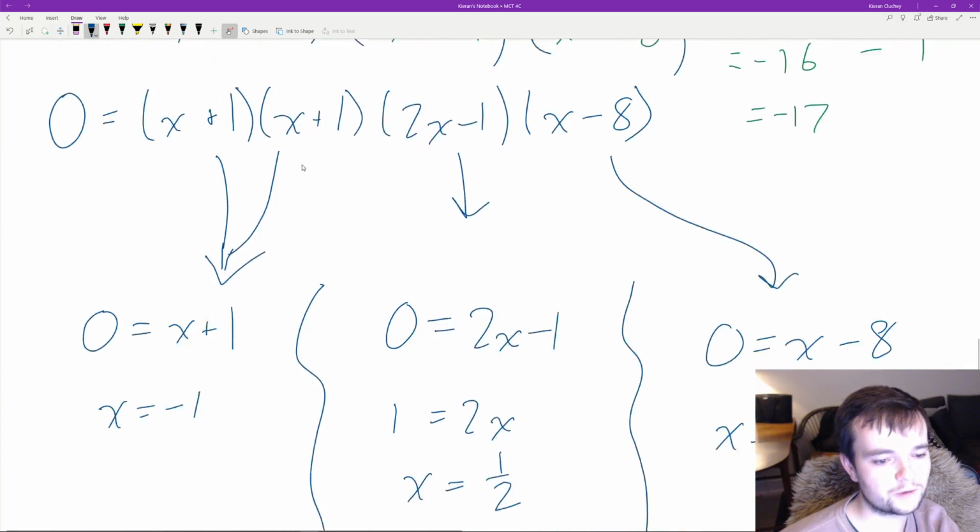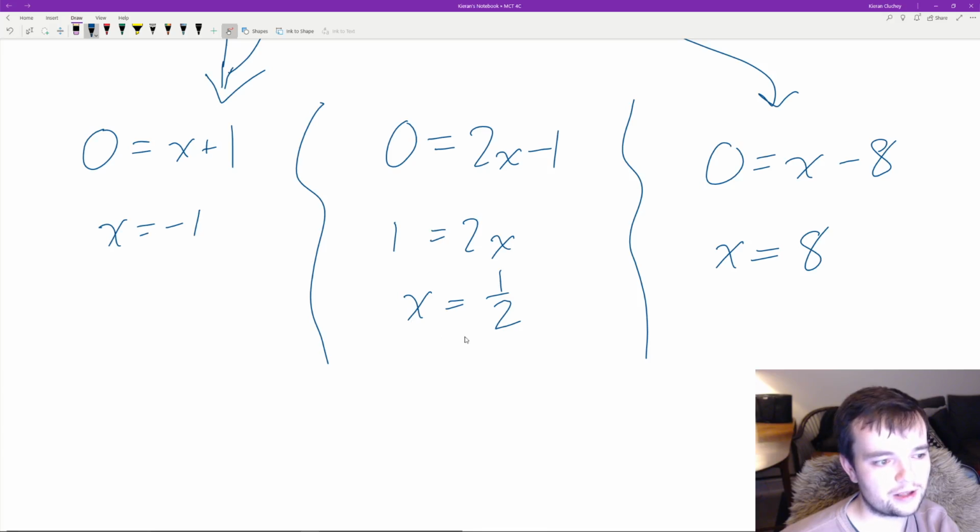So that is your full solution. I have now my 3 solutions for x.